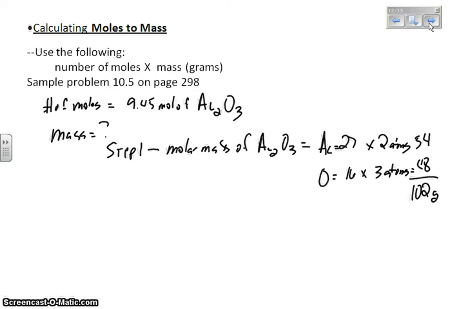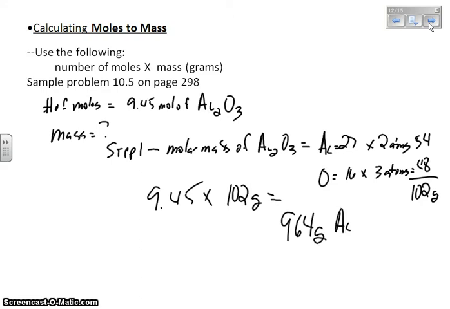Now simply multiply 9.45 times 102, and it will give us the mass, 964 grams of Al2O3. So 9.45 moles of Al2O3 will have a mass of 964 grams, and that is how you convert moles to mass.